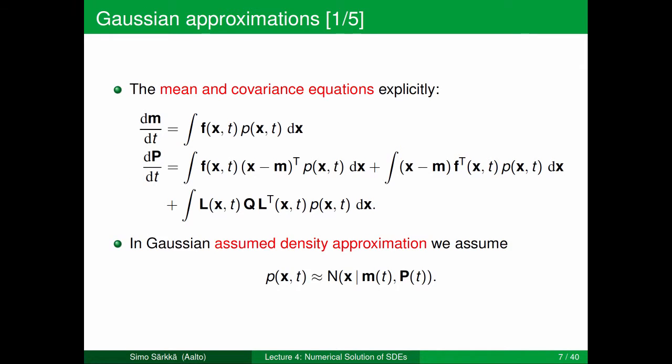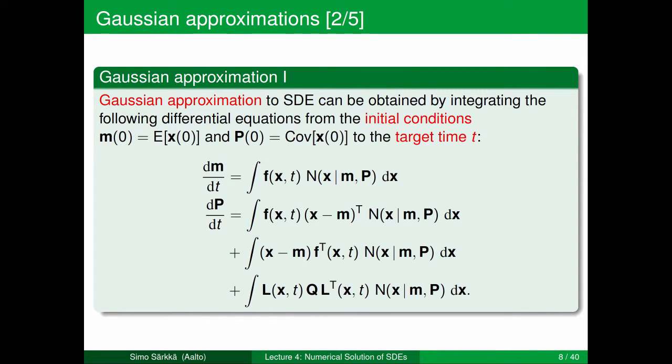Now in Gaussian assumed density approximations, we make a simple approximation by assuming that this p of x and t can be approximated as a Gaussian distribution with the same mean and covariance. So we actually replace that p of x and t in the above equation with that Gaussian distribution. If we substitute that Gaussian distribution into the equations, we actually get a solvable set of differential equations, which looks like this. So the time derivative of mean is equal to the integral of f of x and t over a Gaussian distribution with mean m and covariance P.